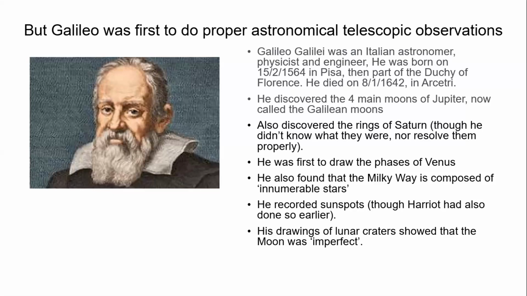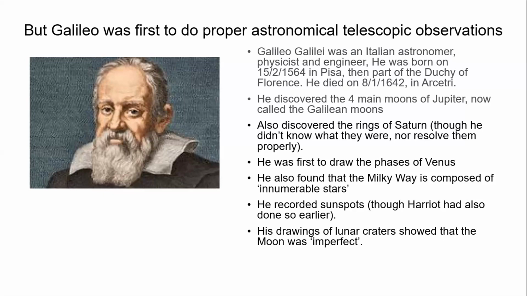Right, thanks a lot. So he discovered the 4 main moons of Jupiter, called the Galilean moons, and the rings of Saturn, although he didn't know what they were and couldn't resolve them properly, but it seemed that Saturn wasn't round the way Jupiter was. He drew the phases of Venus. He found that the Milky Way was composed of innumerable stars and recorded sunspots, although Harriot had also done so earlier, and his drawings of the lunar craters showed that the moon was imperfect.